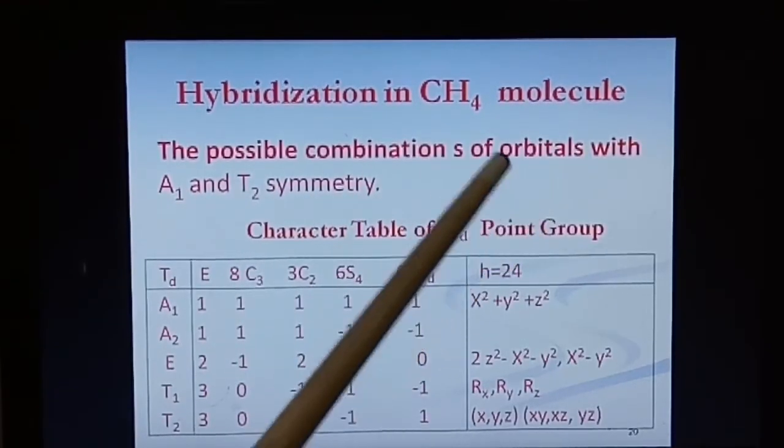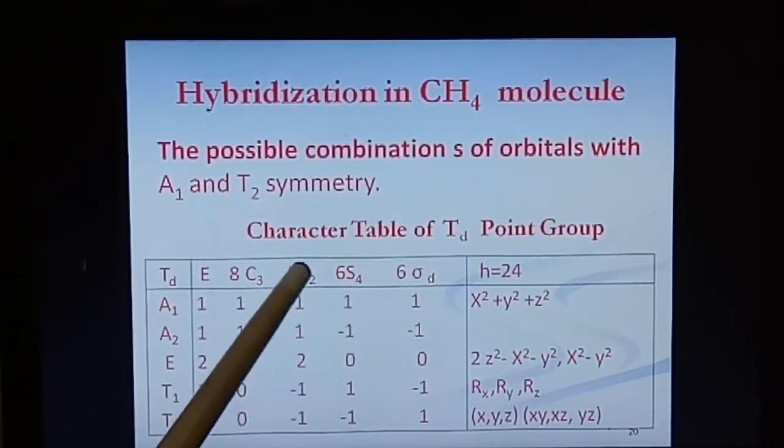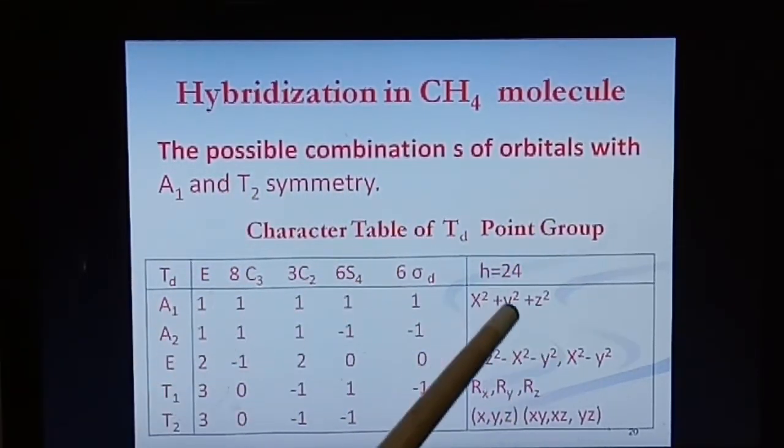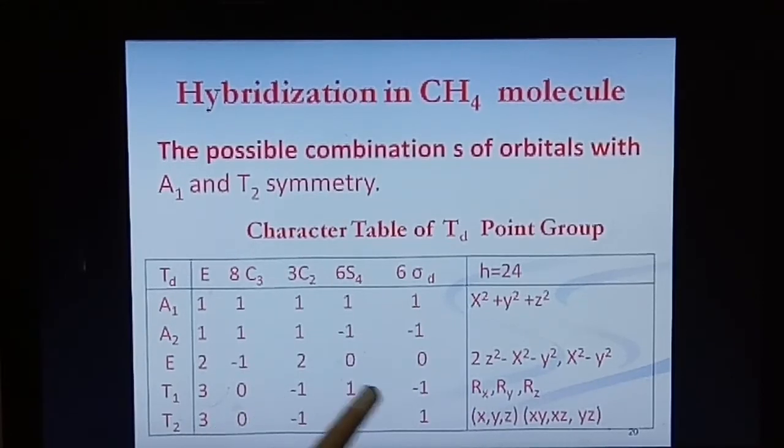Now the possible combinations of orbitals with A1 and T2 symmetry. In A1 symmetry, this is x² plus y² plus z², which represents the s orbital. And in T2 symmetry, this is x, y, z, that is px, py, pz, or these are the d orbitals dxy, dxz and dyz.